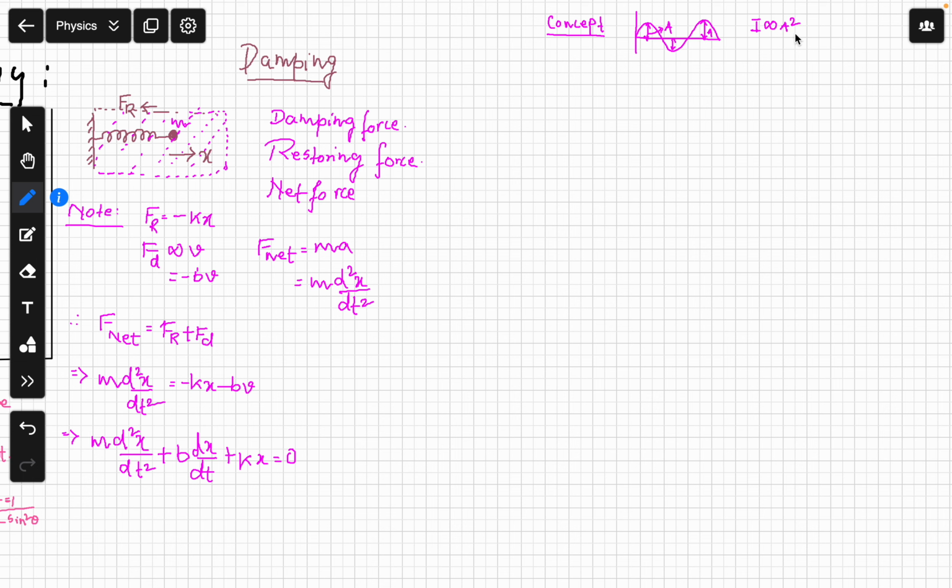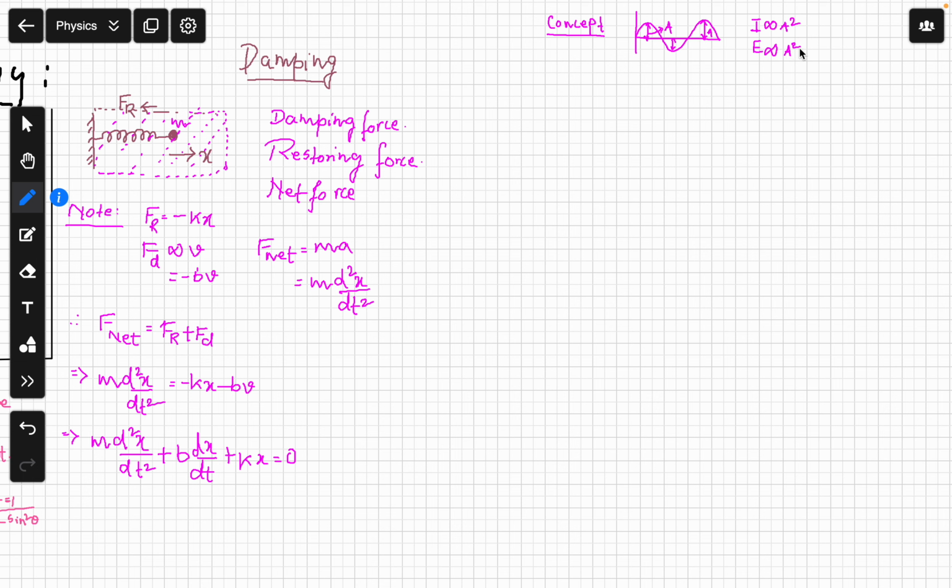And what does intensity mean? Intensity is directly related with energy. Okay, more intense means that light is carrying more energy. If the intensity is high, a particular point or a particular area will get heated up. That means it is directly related with energy. So if intensity is proportional to a square, that means the energy is also proportional to amplitude square.